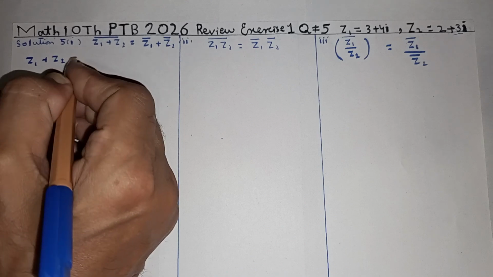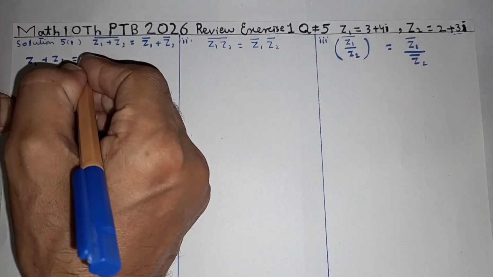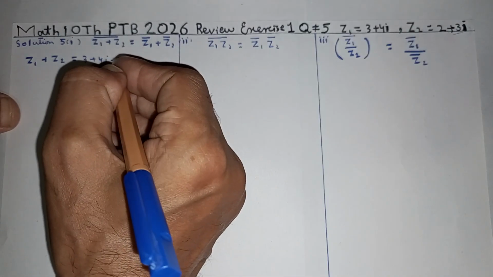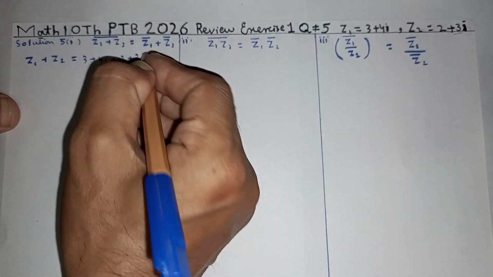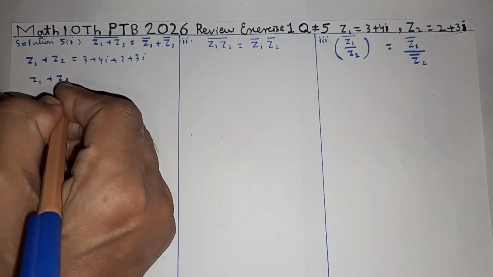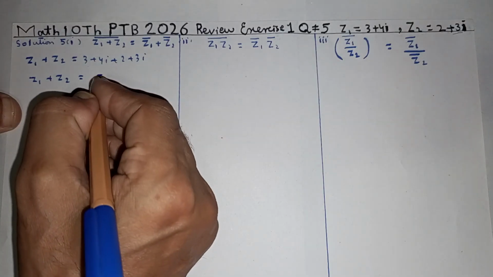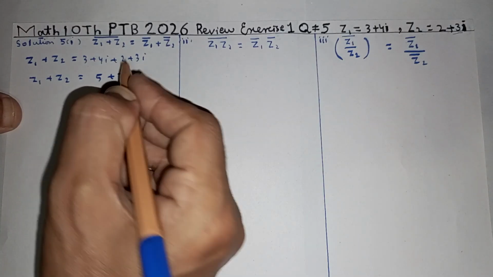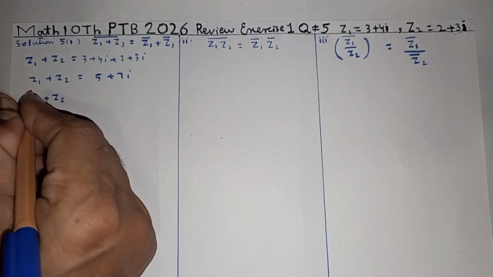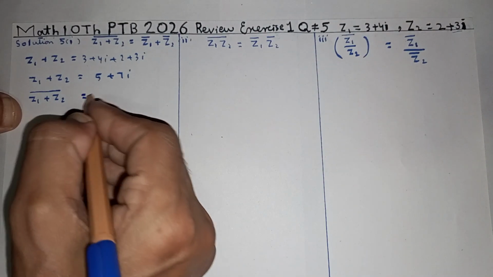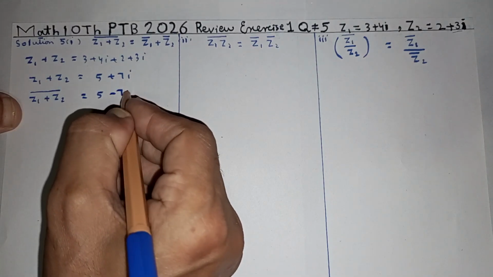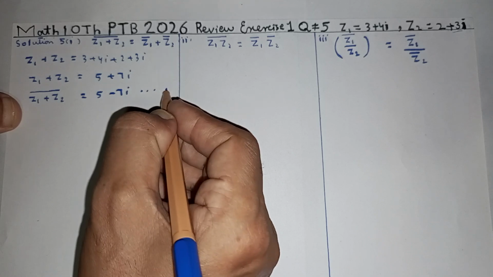z1 plus z2 is equal to, writing their values, 3 plus 4 iota plus 2 plus 3 iota, we get z1 plus z2 is equal to 5 plus 7 iota. Then take their conjugate, z1 plus z2 all conjugate is equal to 5 minus 7 iota. That is equal to the equation 1.